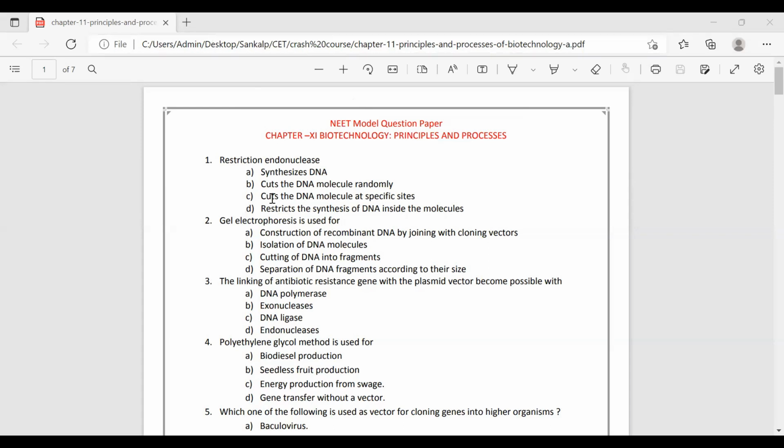Just a minute. Restriction endonuclease. What is the function? Option A, synthesize DNA. Option B, cuts the DNA molecule randomly. Option C, cuts the DNA molecule at specific sites. Option D, restricts the synthesis of DNA inside the molecules.